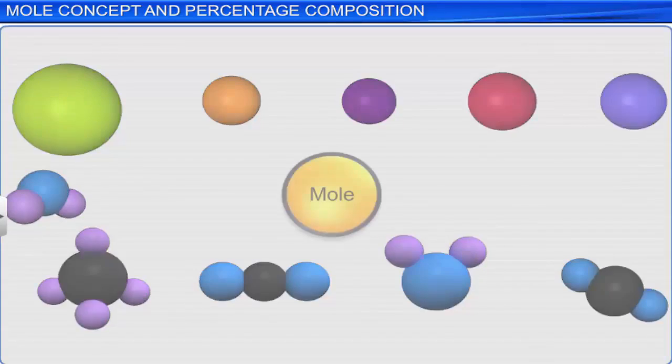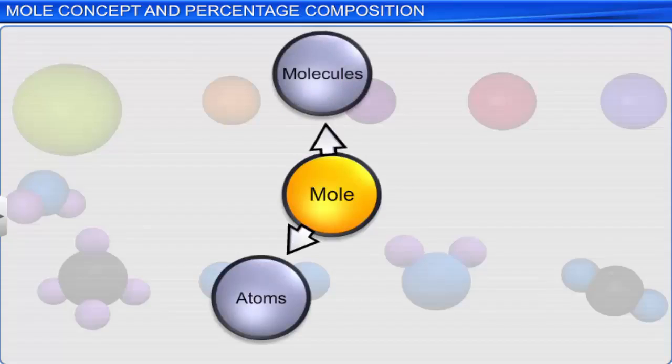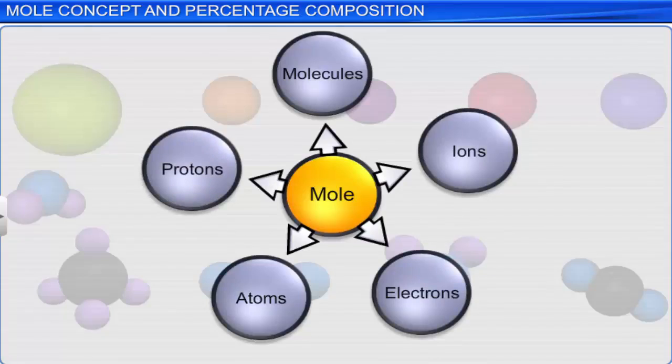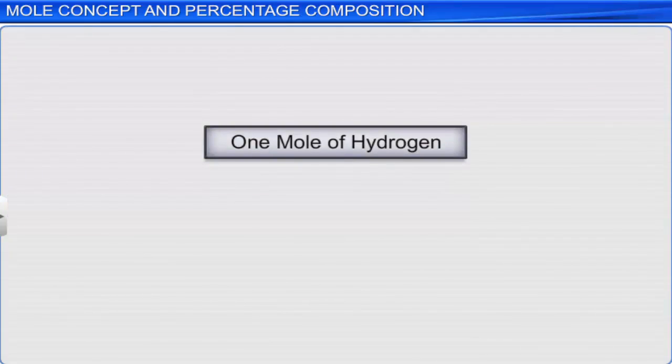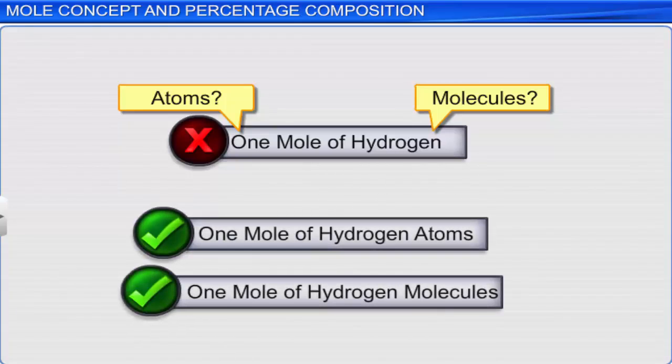The term mole is used to count particles such as atoms, molecules, ions, electrons, and protons. Hence, we must indicate the nature of the particle under observation. For example, saying 1 mole of hydrogen would be incorrect. We need to specify the entity we are referring to. That is, hydrogen atoms or hydrogen molecules. Thus, the correct term would be 1 mole of hydrogen atoms or 1 mole of hydrogen molecules.